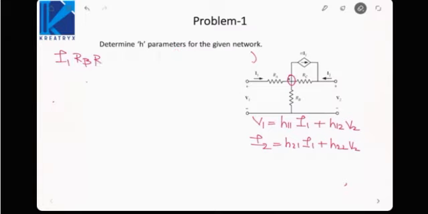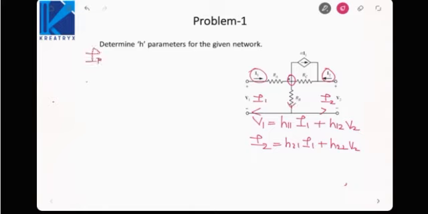Now for that you must make an observation here that if I2 is entering this port, I2 will be leaving this. If I1 is entering, I1 is leaving. By KCL, current in Rb will be I1 plus I2. Then the voltage of node X can be written as (I1 plus I2) into Rb.